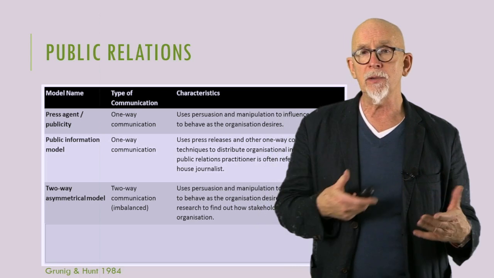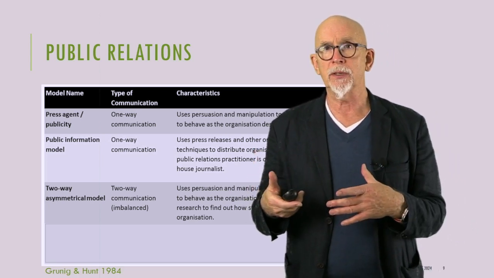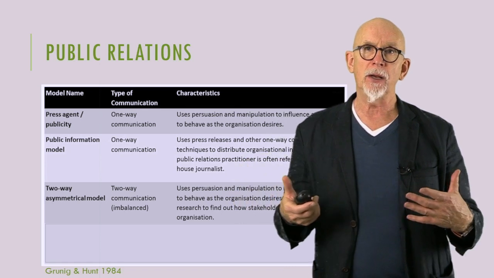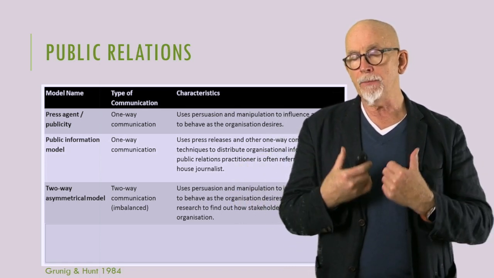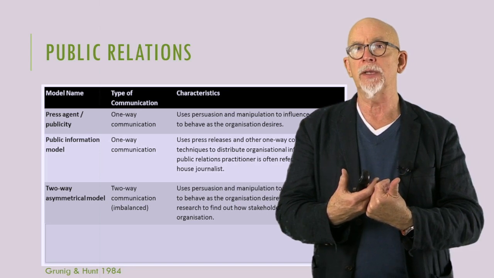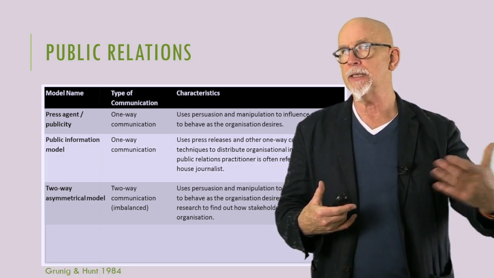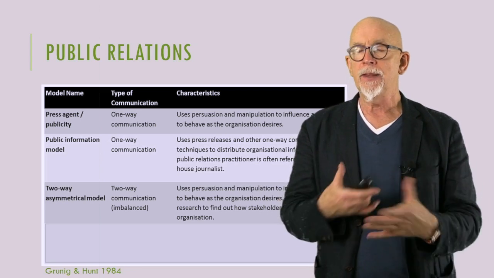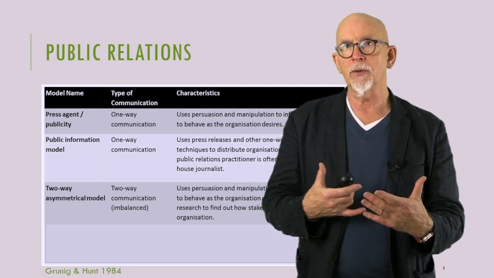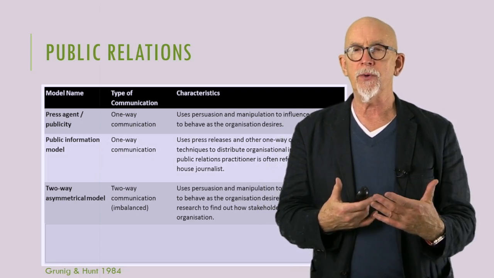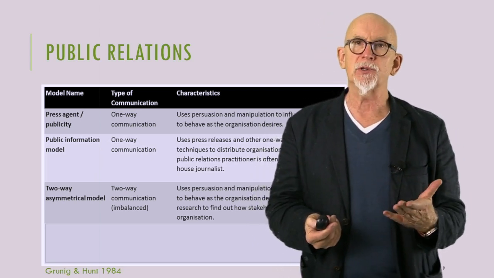The third model that Grunig and Hunt identified is a two-way asymmetrical model. So you have two people in a dialogue, but one of them is much more powerful than the other. So this would be like me trying to have a conversation with the government. I'm one person, I've got the resources of one person, the government has its thousands of civil servants and the resources it has behind it. So it's a very unequal dialogue between myself and the organization. So that would be an example of two-way asymmetrical dialogue.